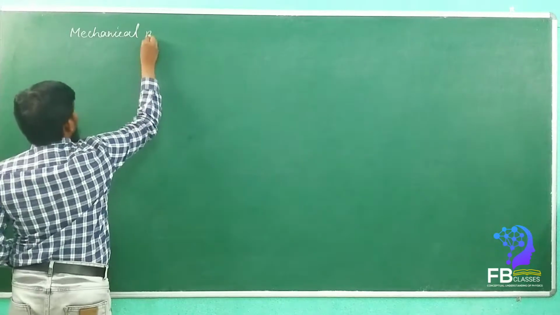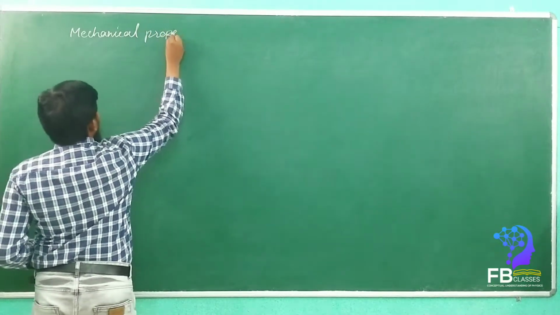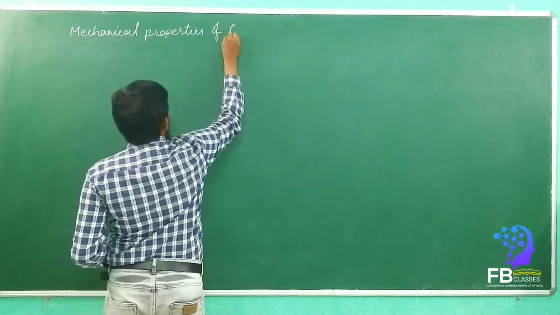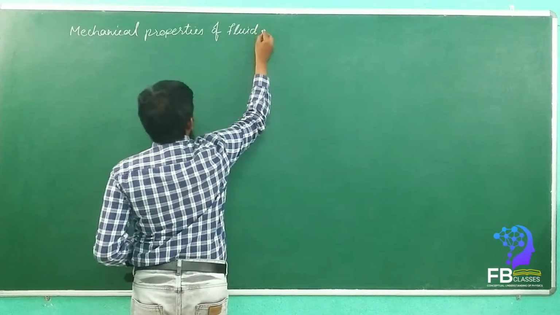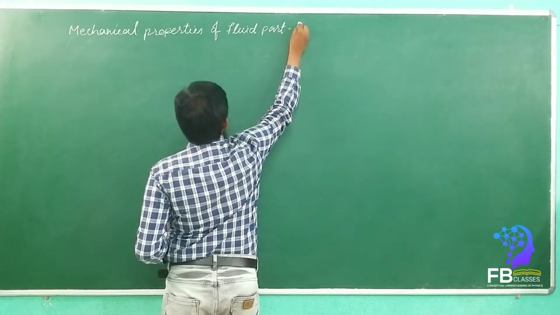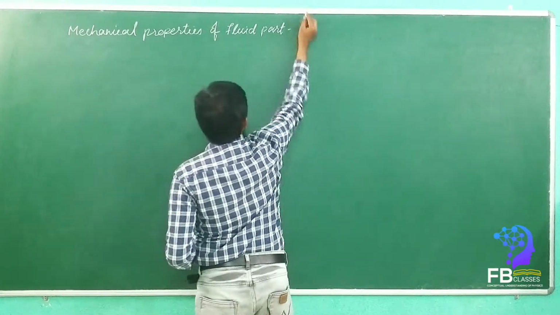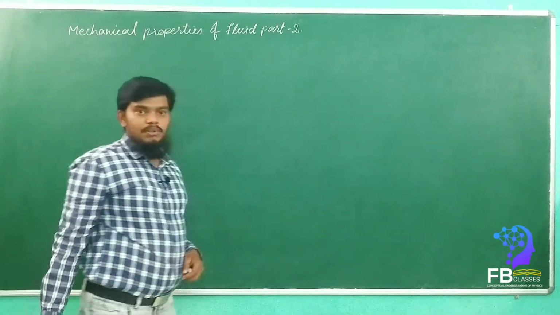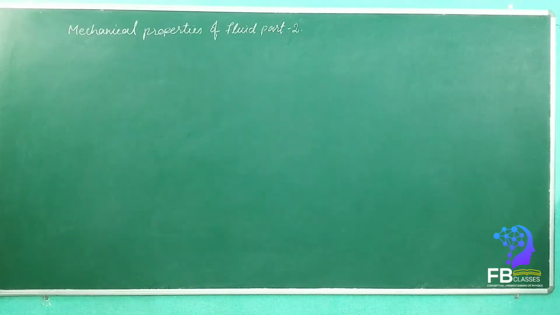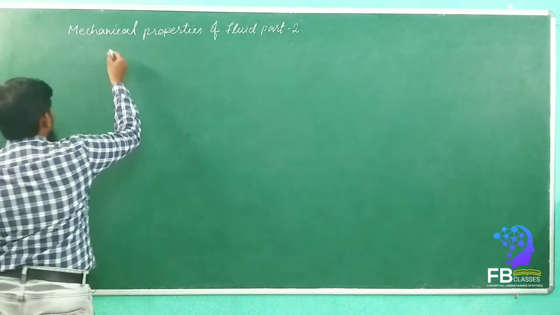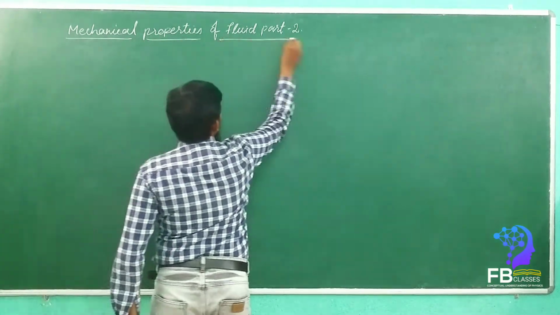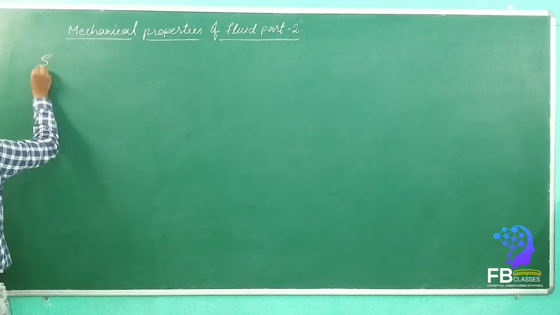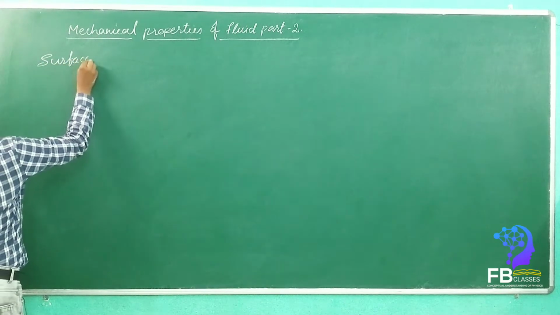Mechanical properties of fluid, part 2, second part. In mechanical properties of fluid 2, first we are going to learn the phenomenon of surface tension. What is that? Surface tension.